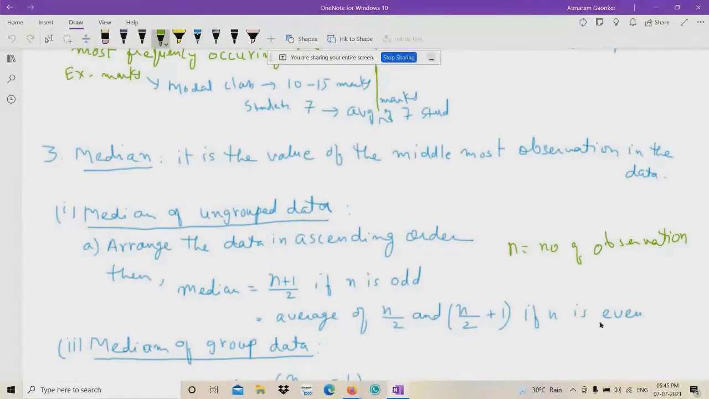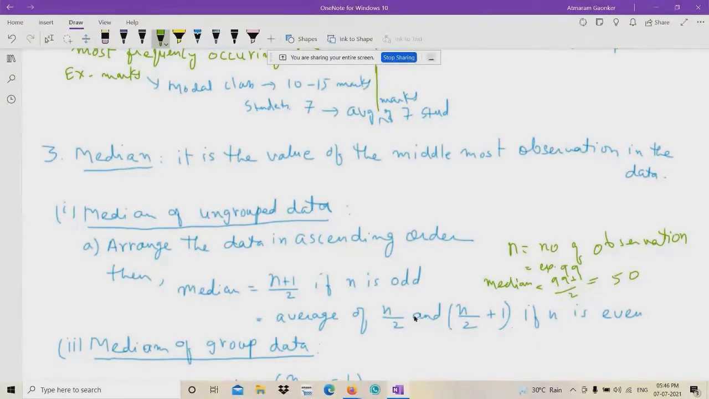And if you find n as even, let us first take the odd example, n is 99. In that case, median is equal to 99 plus 1 divided by 2, which is equal to 50. Median is the 50th observation.